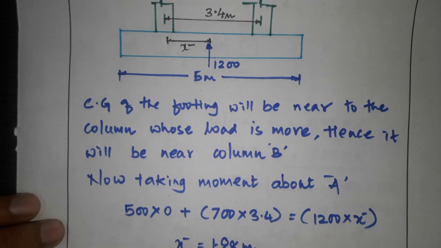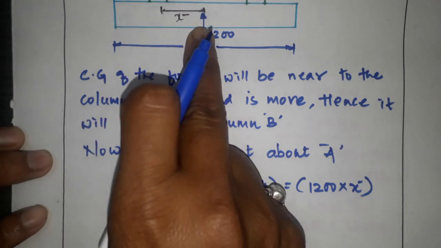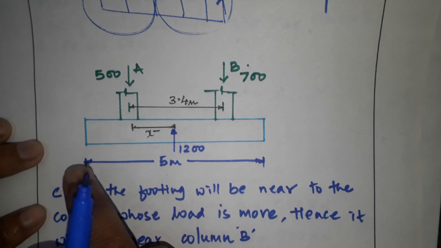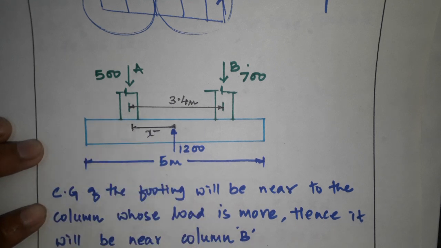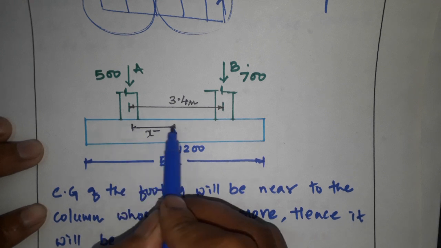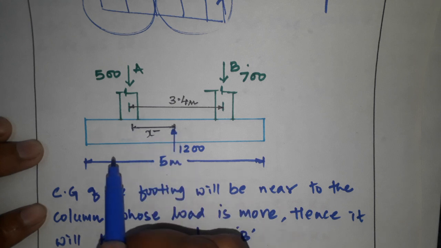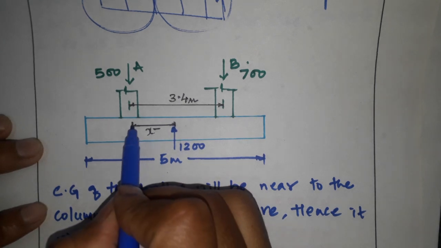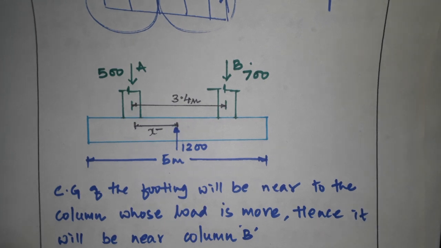So what does it mean? The CG of the load is at a distance of 1.98 from column A. The CG of the load, where it is acting, is at a distance of 1.98 from column A. Okay.